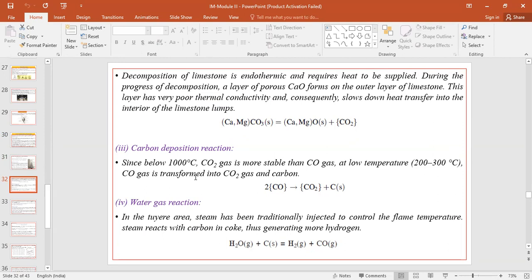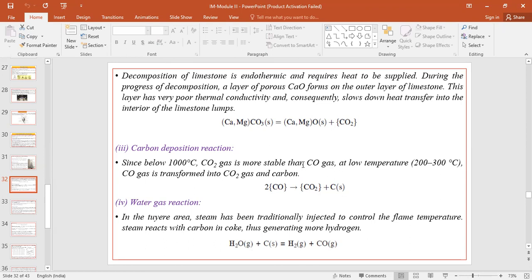And apart from these reactions, there are some other reactions which take place at the stack part of the blast furnace. One is the carbon deposition reaction, because below 1000 degrees centigrade, that is in the upper part of the stack, CO2 gas is more stable than CO gas. We can see that from the Ellingham diagram. At higher temperatures, CO is more stable, and at lower temperatures, CO2 is more stable.